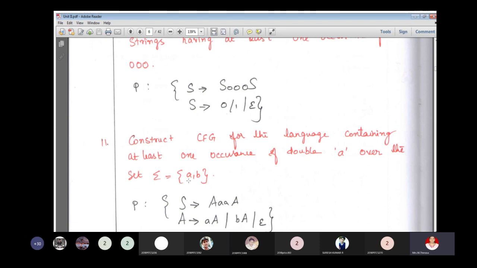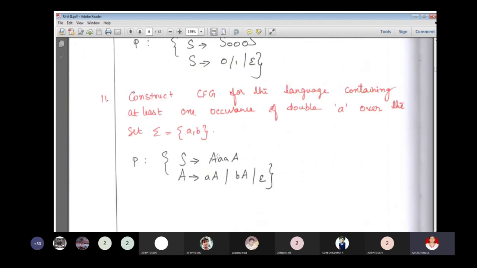Next, construct a context-free grammar for the language containing at least one occurrence of wa over the set {a, b}. So in between you may have wa, and before and after you may have capital A. This capital A may be any string of a's and b's.